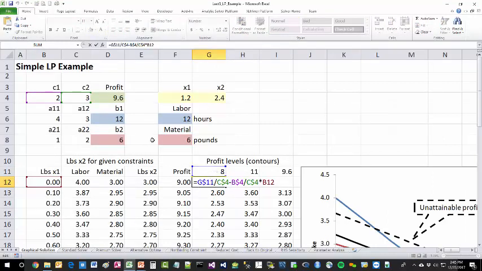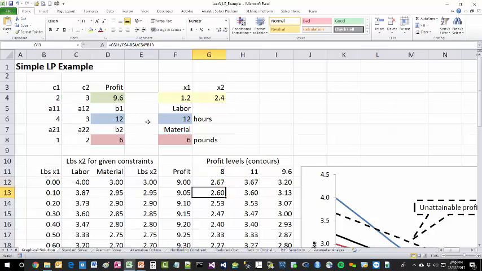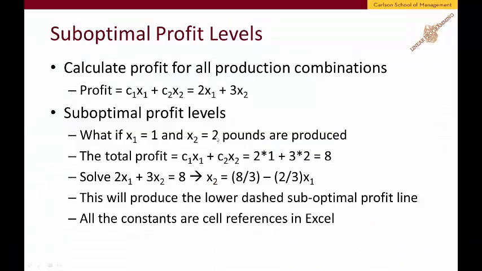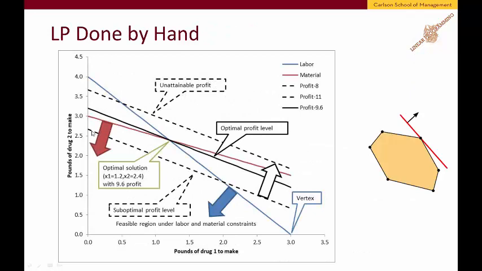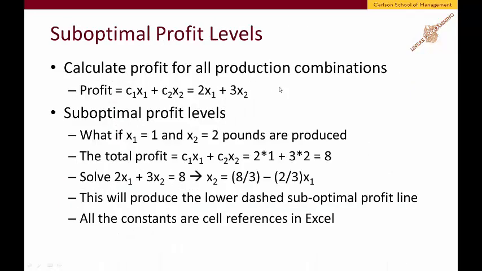So this 8 divided by C43, right? 8/3 minus 2/3. So the 2/3, or 0.67, is the slope, times B12, which is the different level of x1 as you copy it down. Okay, and then this column G produces this bottom profit contour over here.